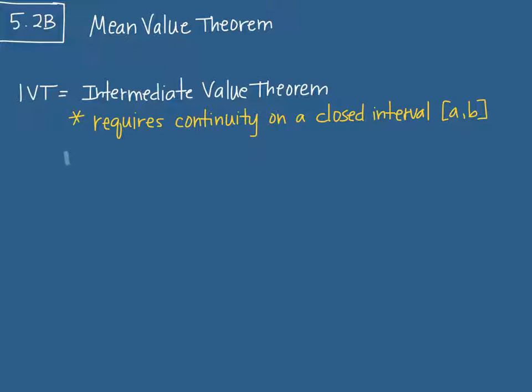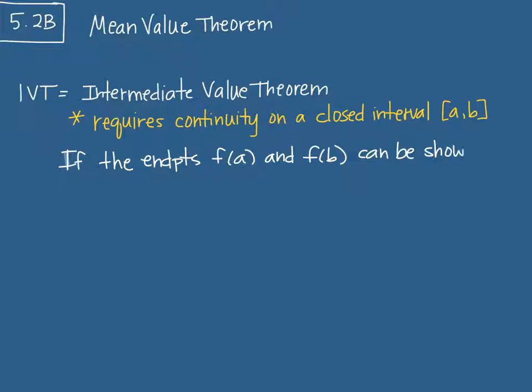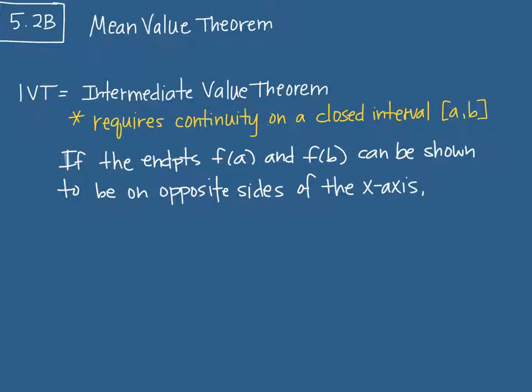So if the endpoints, which are f of A and f of B, can be shown to be on opposite sides of the x-axis, so one is positive and one is negative. It doesn't matter which one is which as long as you have one of each. So you literally have to find the first endpoint, find the second endpoint, and show that they're on different sides of the x-axis.